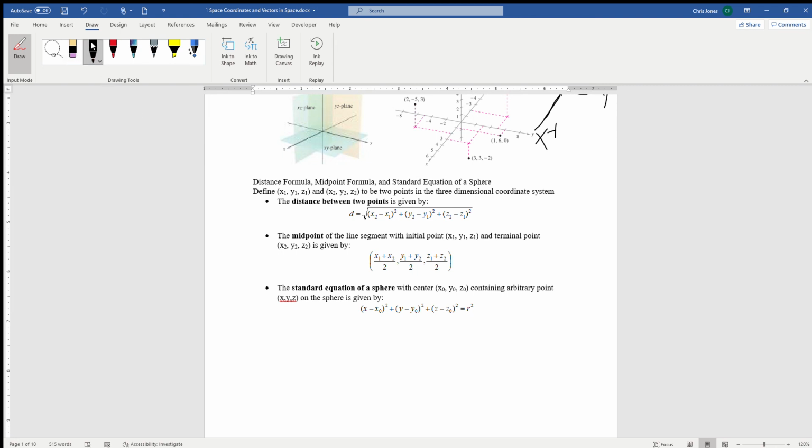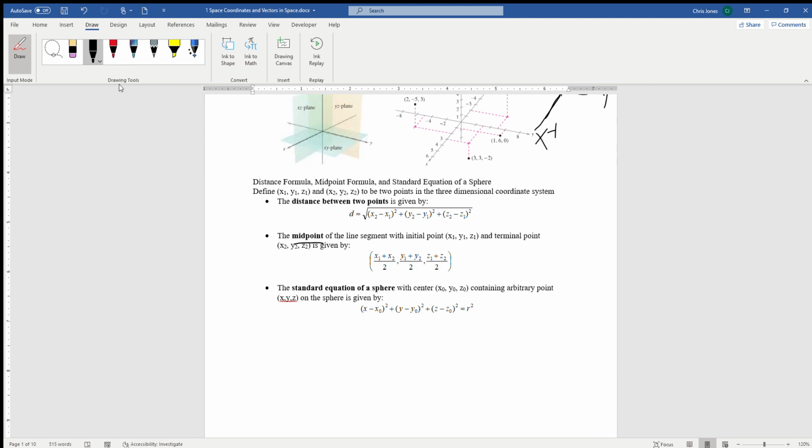Very similarly, the midpoint of a line segment in two dimensions would just be x1 plus x2 over 2, comma, y1 plus y2 over 2. However, since we're in three dimensions, we're going to add z1 plus z2 over 2. And then finally, if we want to look at a sphere instead of a circle in three dimensions, we're going to add in z minus z naught squared, and that's still going to be equal to the radius squared.